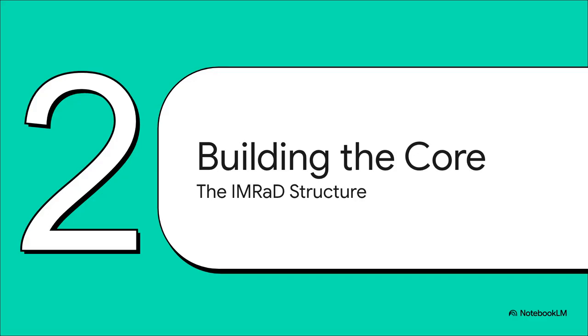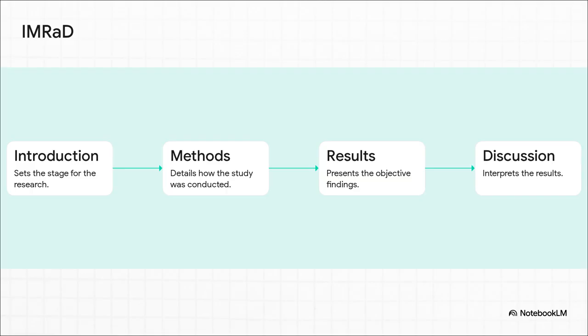Okay, let's get into the nitty-gritty. At the very heart of our hourglass is a simple four-part structure, and it has a catchy little acronym, IMRAD. IMRAD. It stands for Introduction, Methods, Results, and Discussion. These four sections are the absolute backbone of pretty much every scientific paper you're ever going to read. This is the narrowest part of our hourglass, the core of the actual experiment.